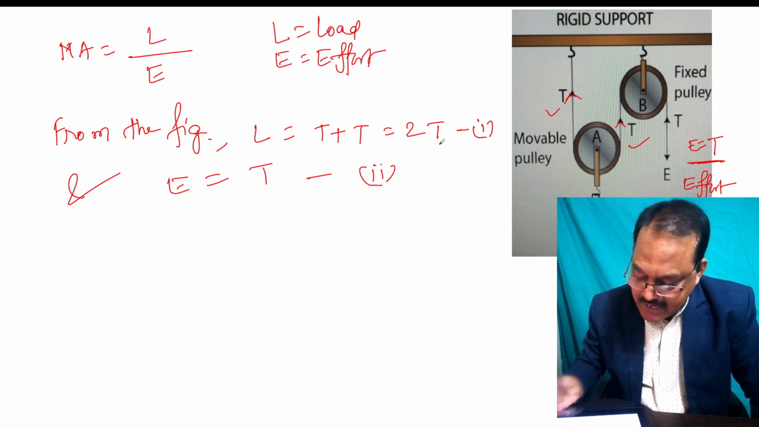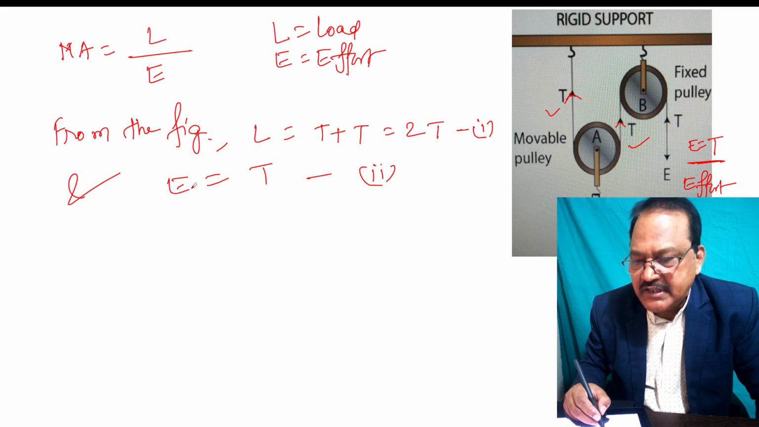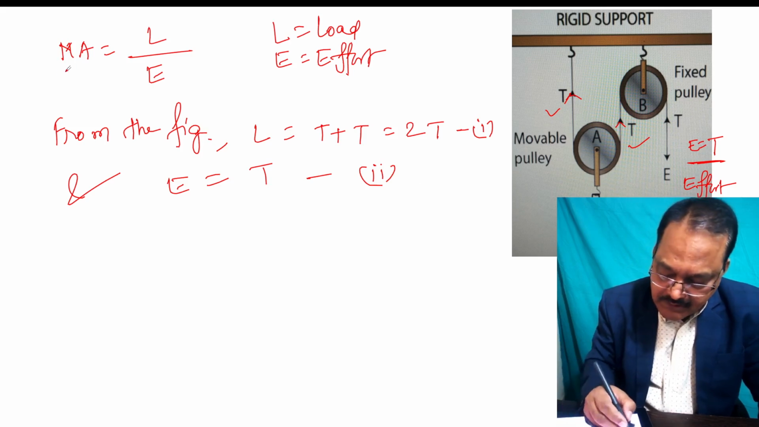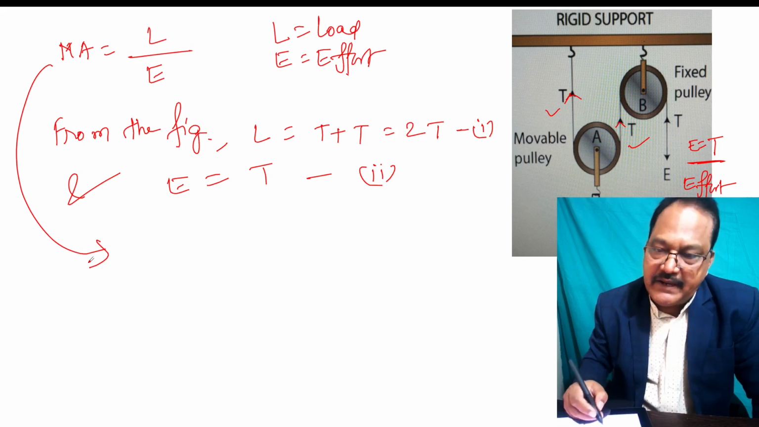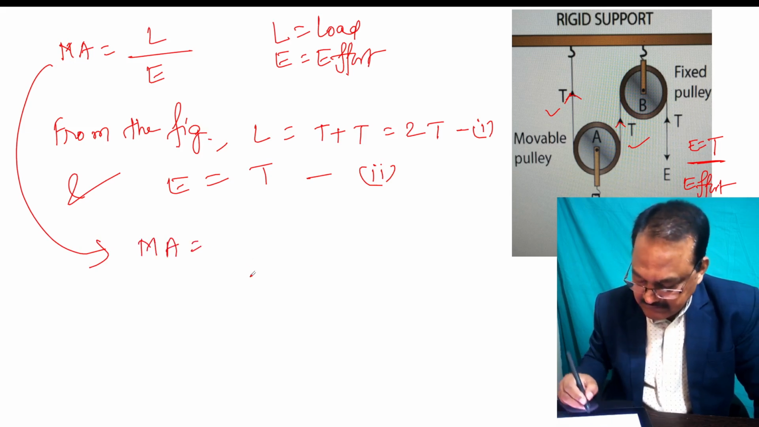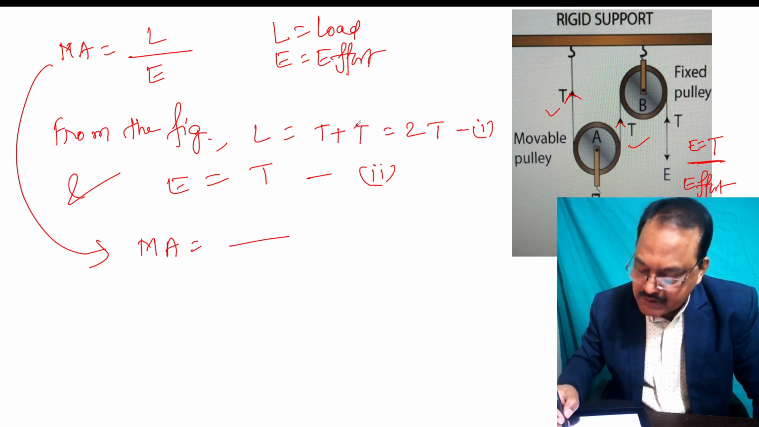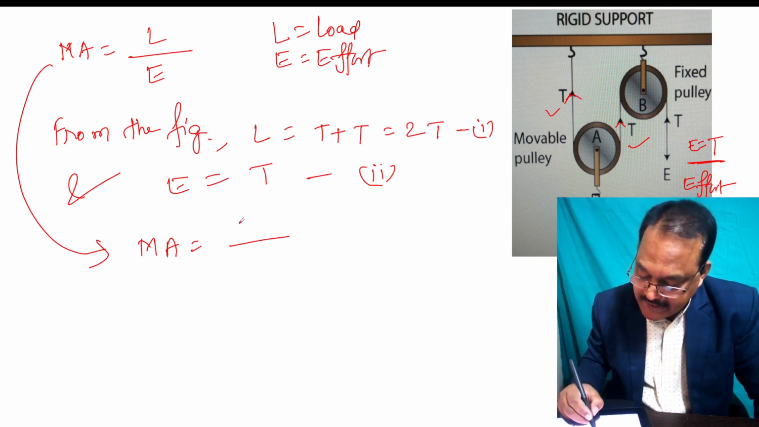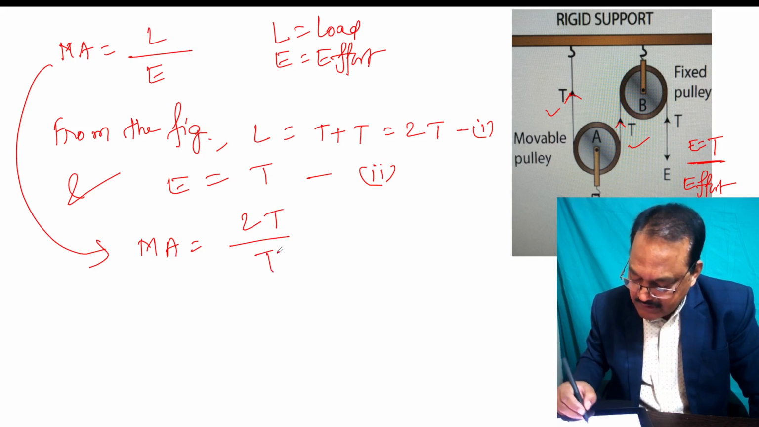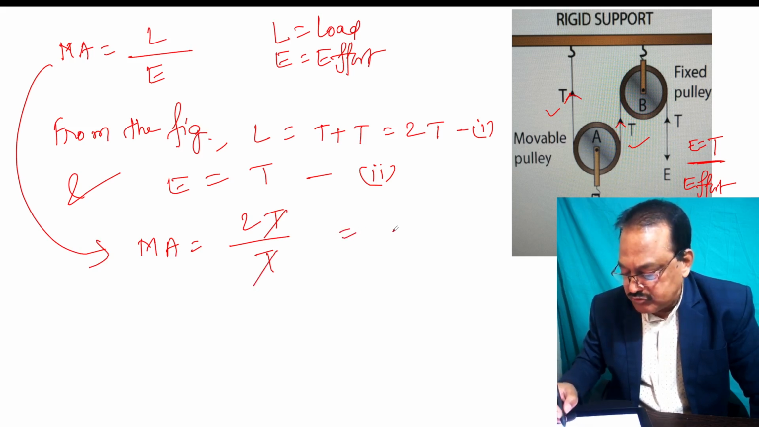In terms of T, and from equation number 2, the value of E is directly equivalent to T. Now, as per this formula, where we have already written MA, mechanical advantage equals L by E. In place of L, from equation number 1, we can write 2T, and the value of E, we can write T. This T will cancel out with this T, so this will be equal to 2.